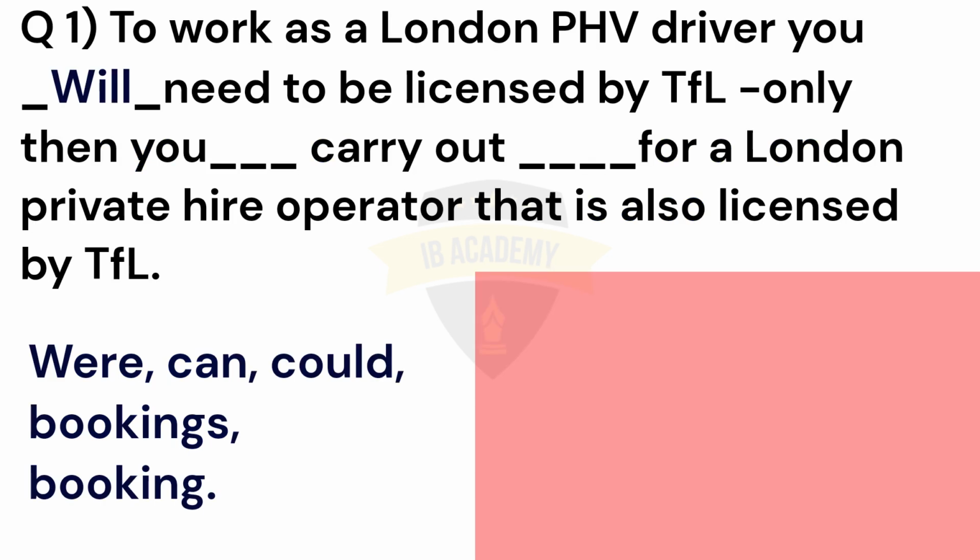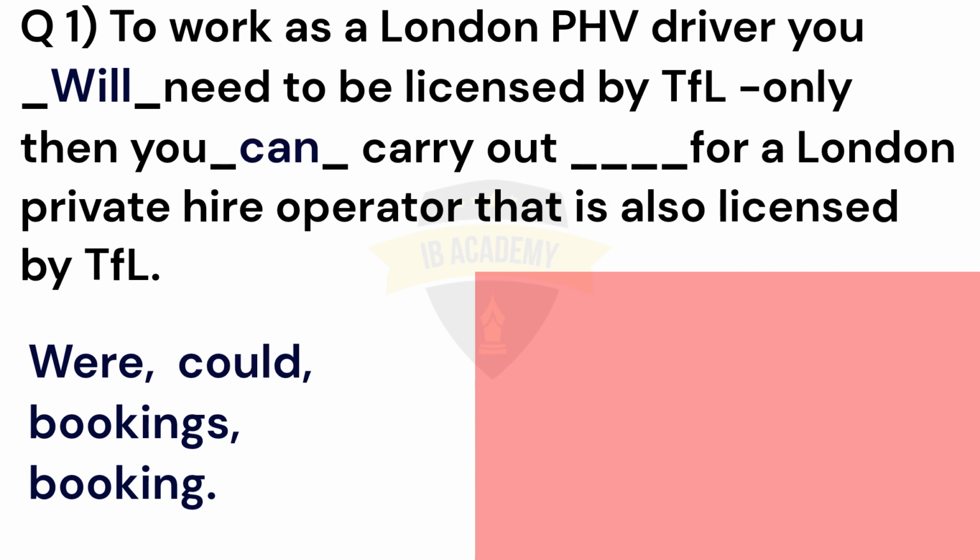Now if you check our question, the first blank is about tenses. As you learned about tenses now, you will understand that to work as a London PHV driver means in future this work is going to happen. So this is future tense. You have two options, were and will. So for a future action you have to choose the option will.